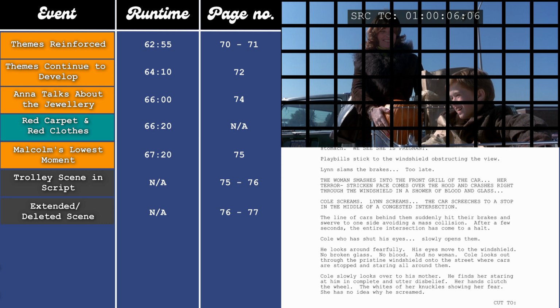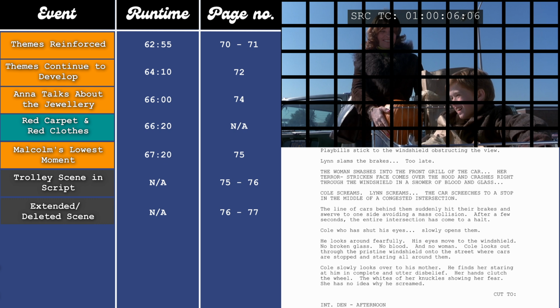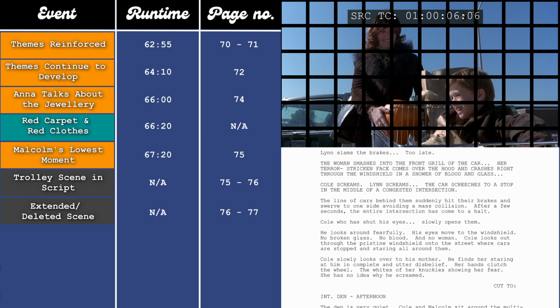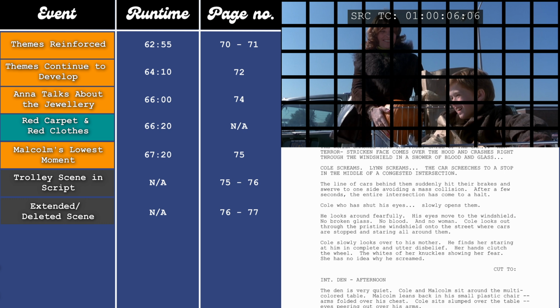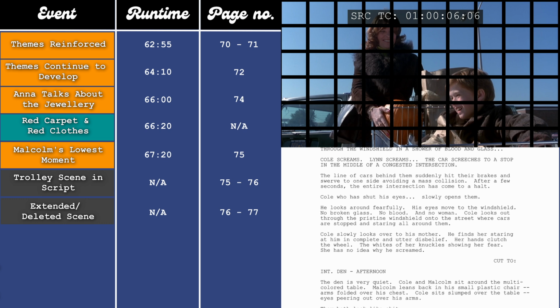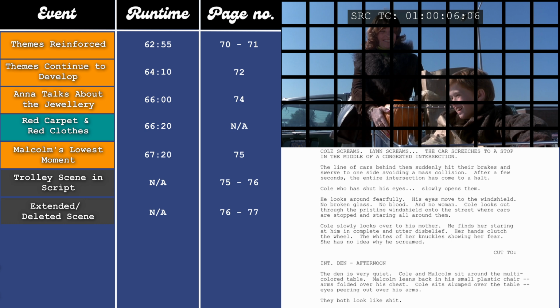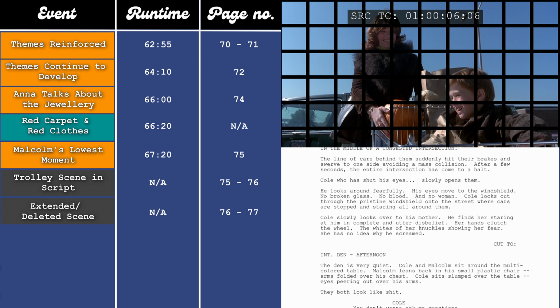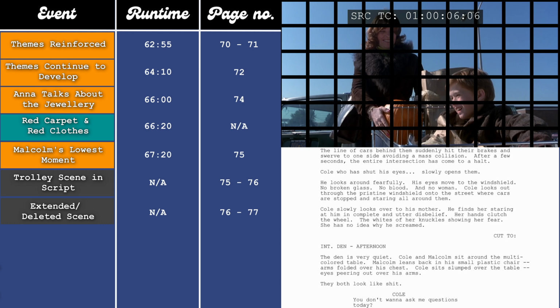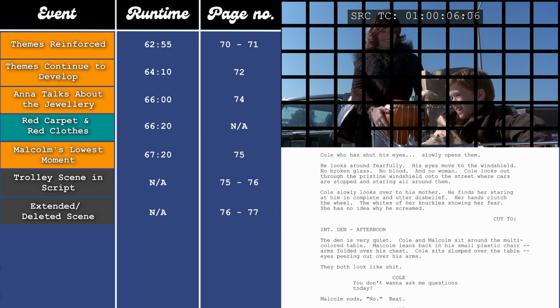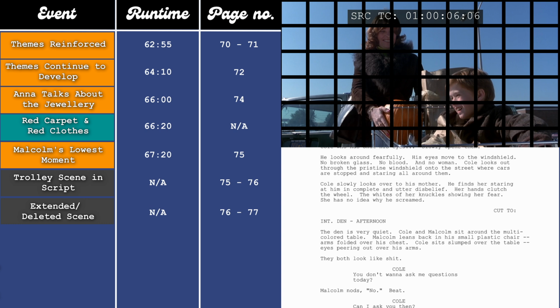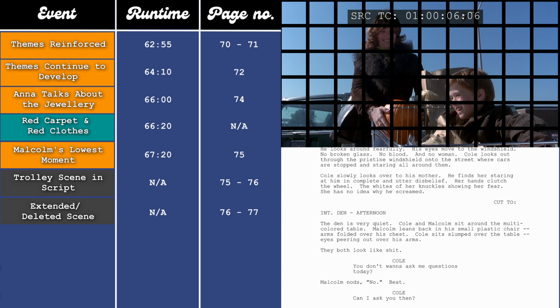Cole, who has shut his eyes, slowly opens them. He looks around fearfully. His eyes move to the windshield. No broken glass, no blood, and no woman. Cole looks out through the pristine windshield onto the street where cars are stopped and staring all around them. Cole slowly looks over to his mother. He finds her staring at him in complete and utter disbelief. Her hands clutch the wheel, the whites of her knuckles showing her fear. She has no idea why he screamed.